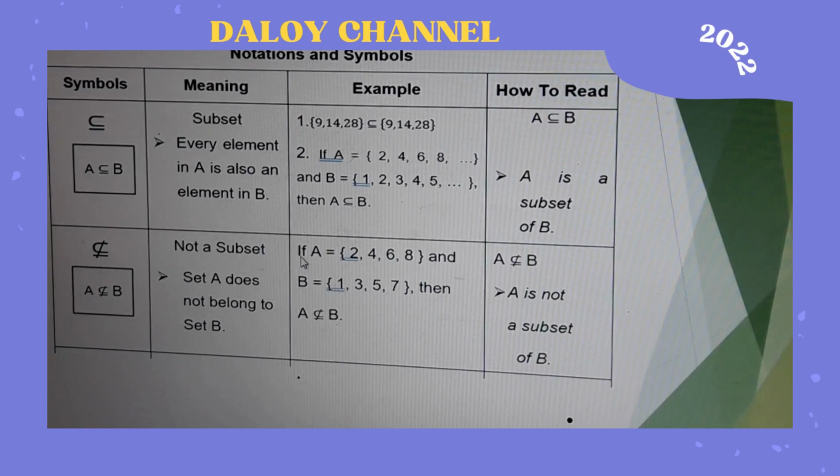While in number 2 examples, in set A we have 2, 4, 6, 8, ellipsis. In set B, we have 1, 2, 3, 4, 5, ellipsis. In this case, we can consider that set A is a subset of B. The reason is that A is a set of even numbers, increasing even numbers, and set B is a set of counting numbers. It's very clear that A is a subset of B because all those even numbers mentioned are also in the set of counting numbers. So, A is a subset of B.